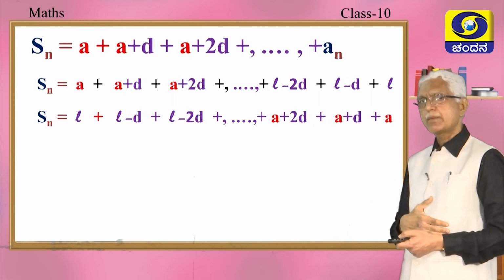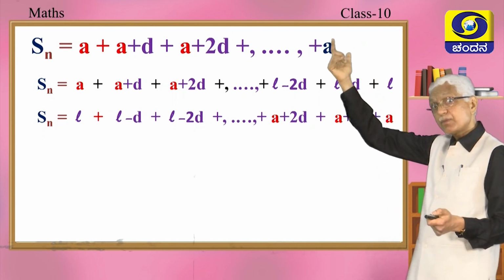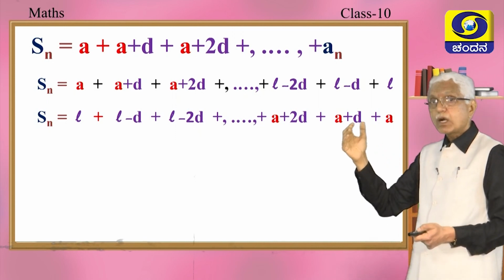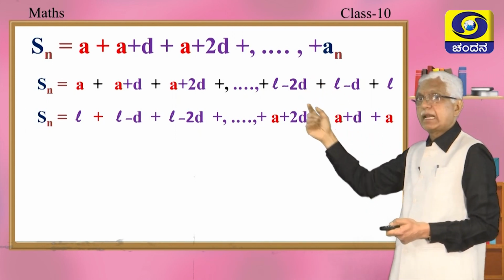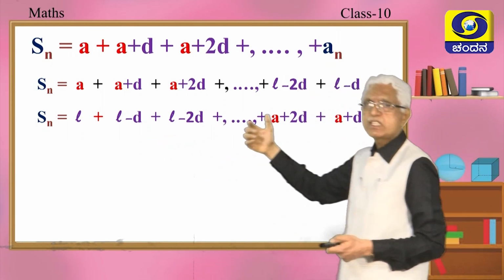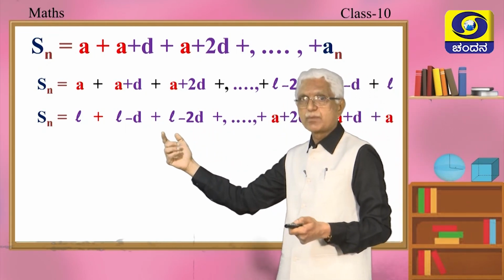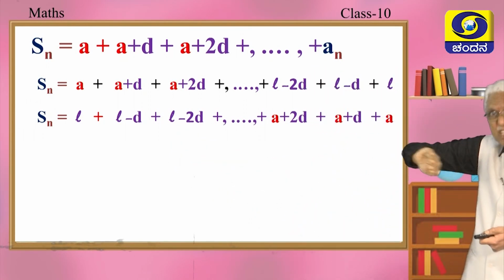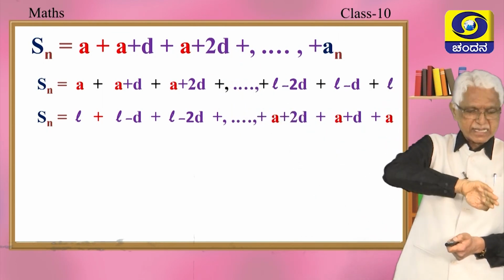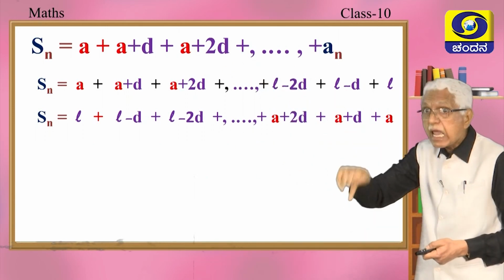Now, please observe what I am doing. I am writing the same Sn from the last term. What was the last term? L. I made it the first term. What was the last but one term? L minus D. That becomes the second term here, right? Which is the third term here? L minus 2D. I wrote it in the reverse order: L, L minus D, L minus 2D, and so on, and I should end with A plus 2D, A plus D, A, correct?